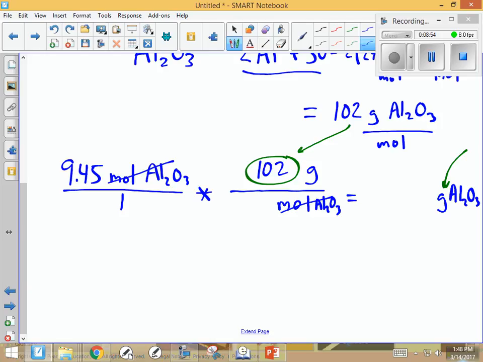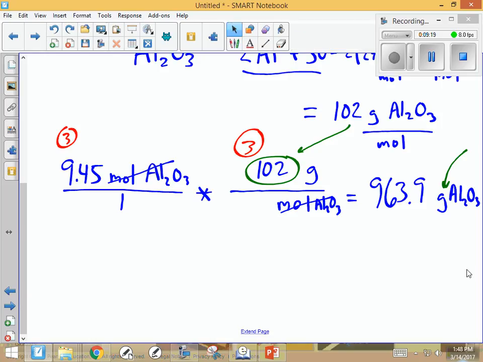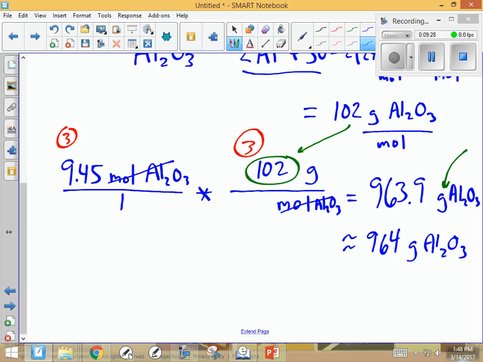And when we do the math, it's 9.45 times 102 equals 963.9 grams of aluminum oxide. Now, is that correct? Let's check our significant figures. We have 3 significant figures here and 3 significant figures there. Our answer should have 3 significant figures, so we round it to 964 grams of aluminum oxide. You should now be able to work number 16 and 17 on page 382.